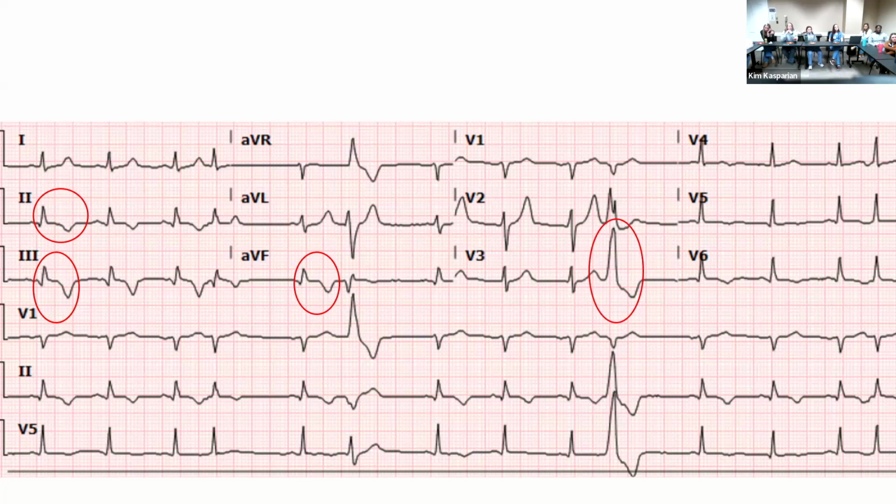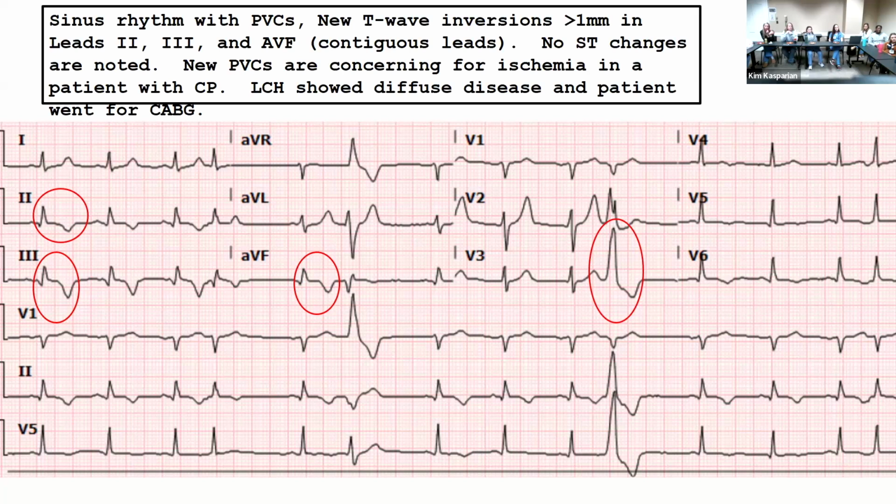So this guy's having chest pain, and he has new deep T-wave inversions, which is very concerning. So this is sinus rhythm, P-wave, and with PVCs. These T-wave inversions are greater than 1 millimeter within contiguous leads. Someone having new PVCs in the setting of chest pain is very concerning for ischemia also, and should raise your alarms.